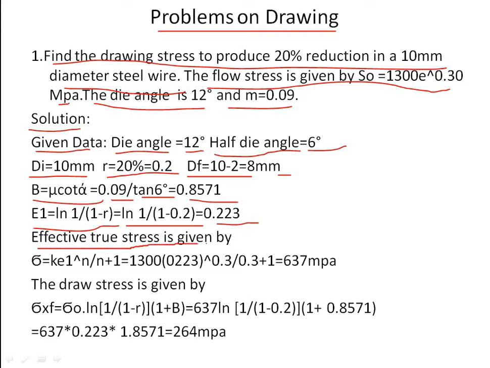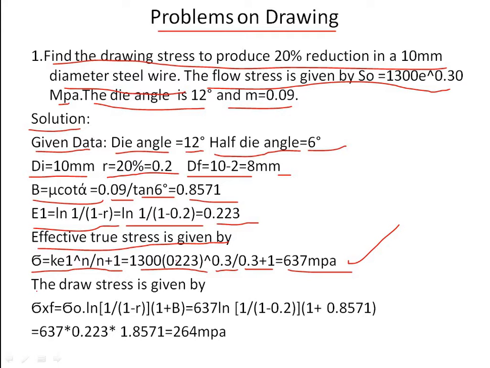Okay, effective true stress is given by sigma bar equal to K epsilon 1 raised to n divided by n plus 1. If you substitute the values, 1300 into 0.223 raised to 0.3 divided by 0.3 plus 1, you will get 637 MPa.